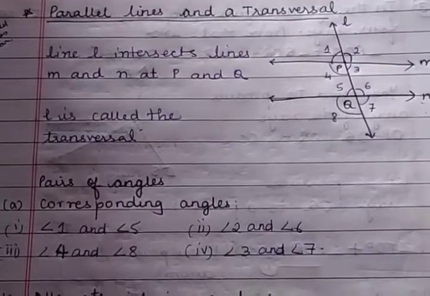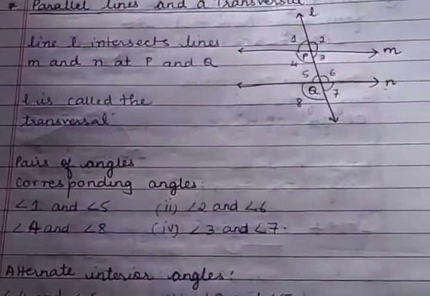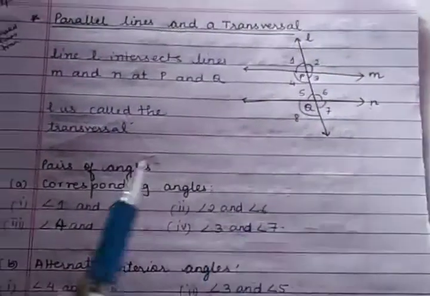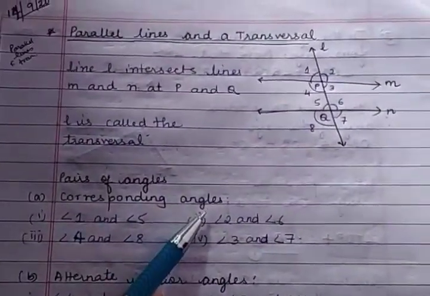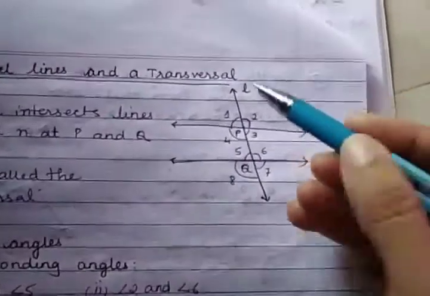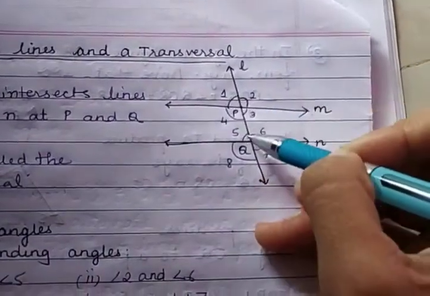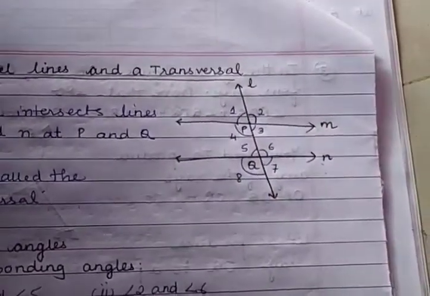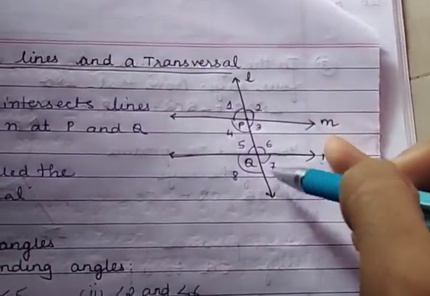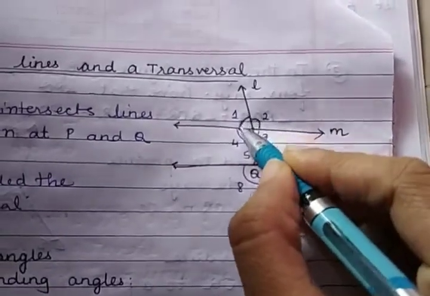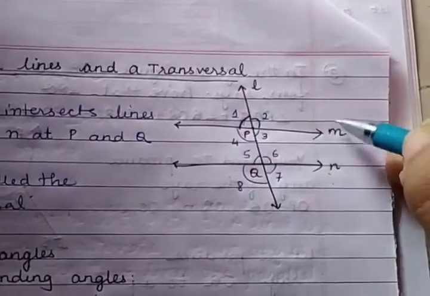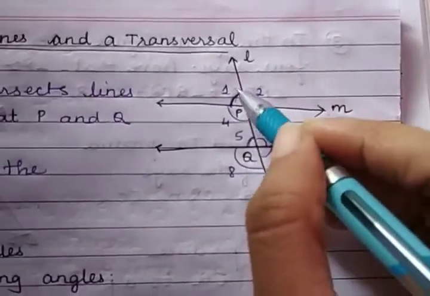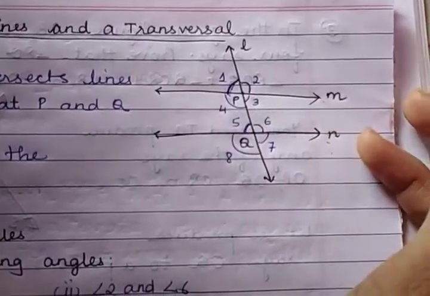This is a revision for you. You have already learned this in your lower classes. So the first pair of angles is corresponding angles. What are corresponding angles here? They are angles which are at the same position, made by the transversal. If you see, angle 1 is at this position with this line, and this one also is at the same position, right? So these are called corresponding angles.